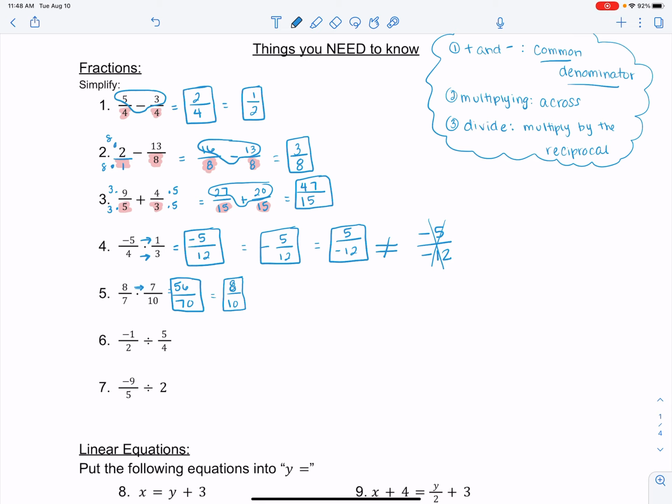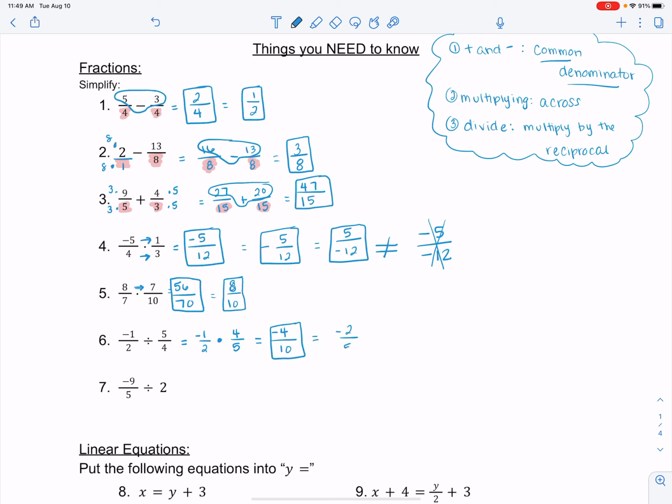Okay, now division. When we divide, I said you have to multiply by the reciprocal because dividing fractions doesn't really make sense. So what we're really doing is we're going to keep the beginning, so keep -1/2. Change division to multiply and reciprocate or flip the second fraction. Now, multiply as normal. -1 times 4 is -4. 2 times 5 is 10. You can leave the fraction or make it -2/5.